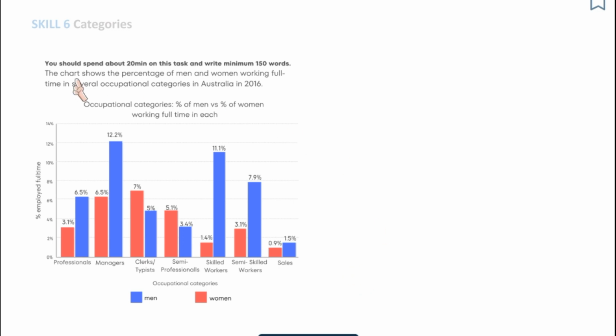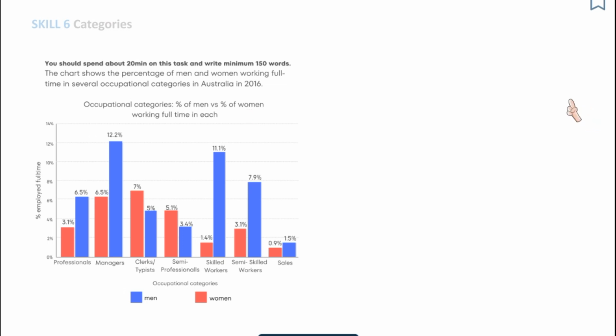So this chart over here shows the percentage of men and women working full-time in several occupational categories in Australia. So talking about categories, we have a number of occupational categories here. Professionals, managers, and so on. Apart from that, we have men and women. And men and women are obviously social categories.